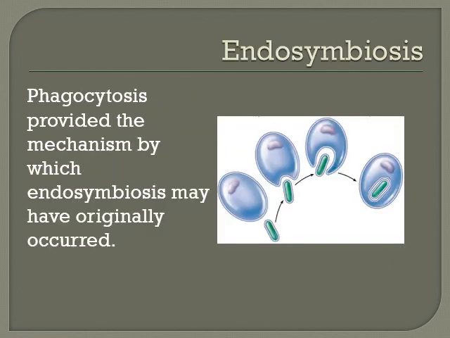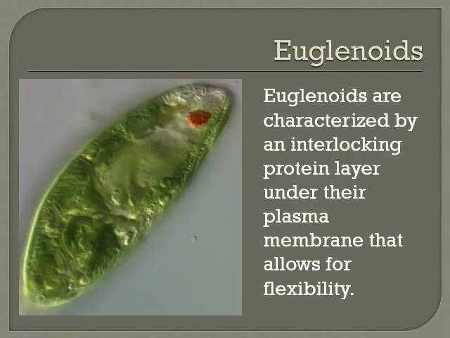Phagocytosis provided the mechanism by which endosymbiosis could occur. Endosymbiosis being where 2 organisms came together for mutual benefit. One of them took the other into its cytoplasm but didn't digest it. I think we've talked about endosymbiosis in here, haven't we? I know we talked about it in 101. Talk about lots and lots of many rounds of endosymbiosis.